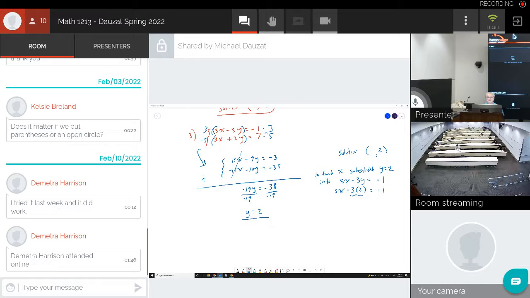What's -3 times 2? -6. You get 5x minus 6 equal -1, right? Adding 6 to both sides, 5x equal -1 plus 6 is 5. Dividing both sides by 5, what is the x coordinate? 1. So my solution is 1, 2. All right, so that's the idea of elimination.